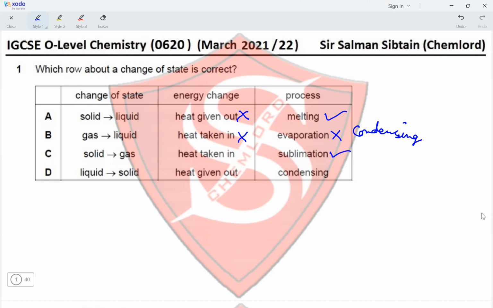And during sublimation, the change of state is from solid to gas. So heat energy is required or heat is taken in. This is also correct. And the next one is liquid to solid. Liquid to solid is called freezing. So the process given is incorrect. And during freezing, heat energy is given off. So the energy change given is correct. Therefore, the correct option for this question is option C.